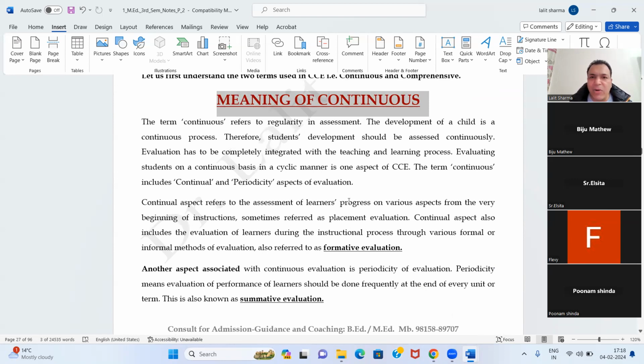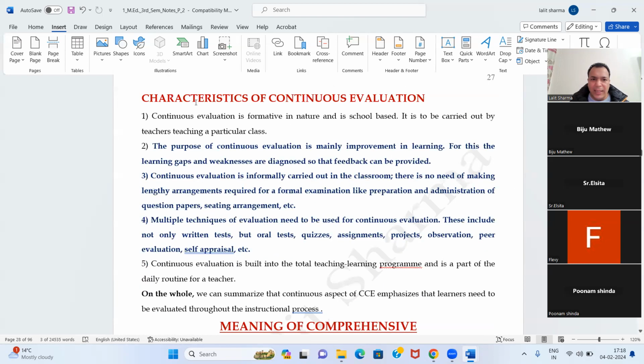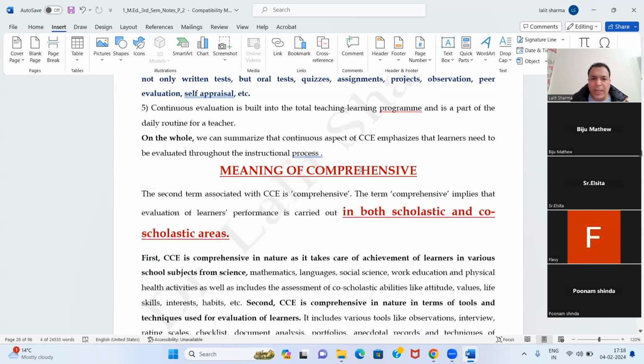It means, guys, once the student has entered the class, for example, your school starts in March or April. Mostly in the North, school starts in the month of March or April, and in December they have to give the exam. It does not mean that you evaluate the student only at the end. You have to assess the student continuously, after a week, after 10 days. Evaluation has to be continuous. This is the characteristic of continuous evaluation.